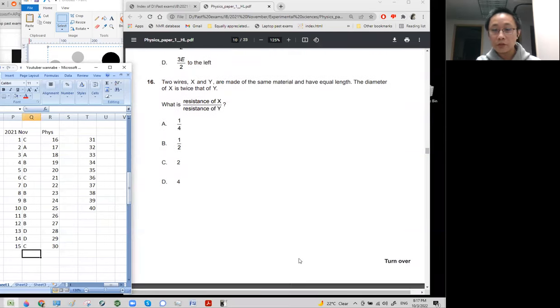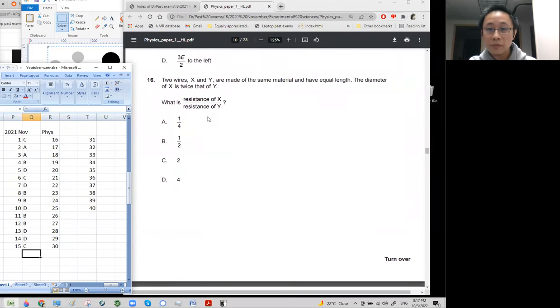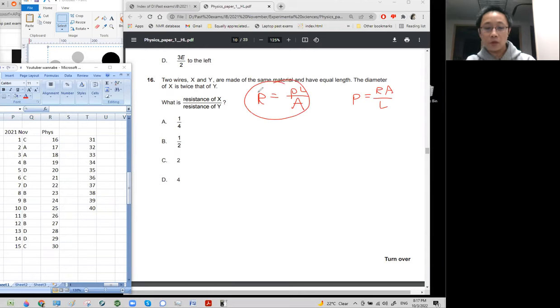Question 16, two wires, so this is resistivity, I'm guessing. Wait, let me write. The equation for resistance is R equals ρL over A. I think the formula book has ρ equals RA over L, but when I teach my IGCSE students, we usually use this version. I think this is the better version because it shows R depends on the material property as well as the dimensions of the conductor or resistor. So we'll use the fraction Rx over Ry equals ρx Lx over Ax, all over ρy Ly over Ay.